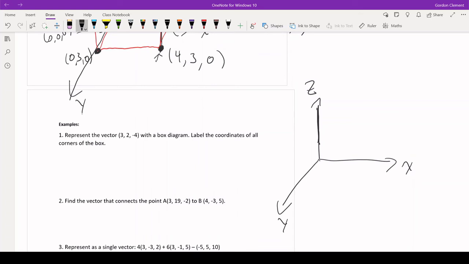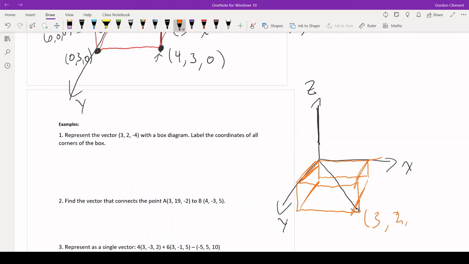And so 3, 2, and -4. I'm just going to draw an arrow down here. But the key thing is that's going to be now sort of the bottom corner of the box. And the origin is now going to be on the top of the box. So I might start my 2 rectangles like that. Something like that.